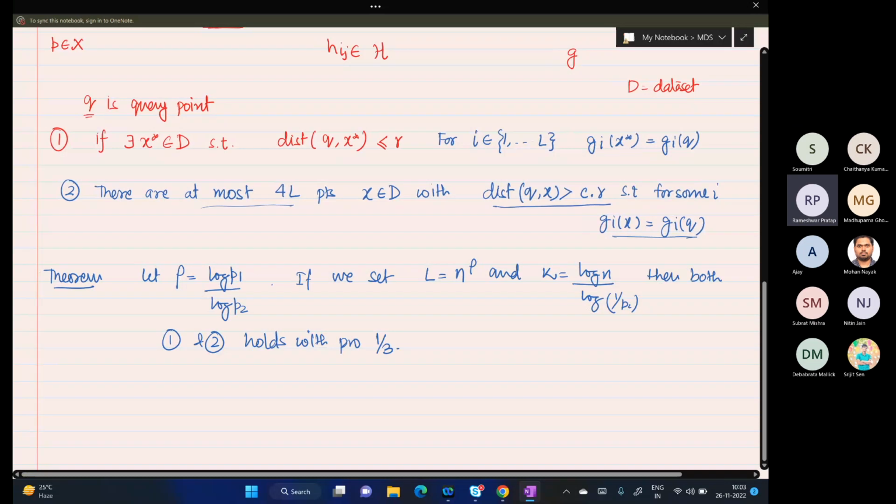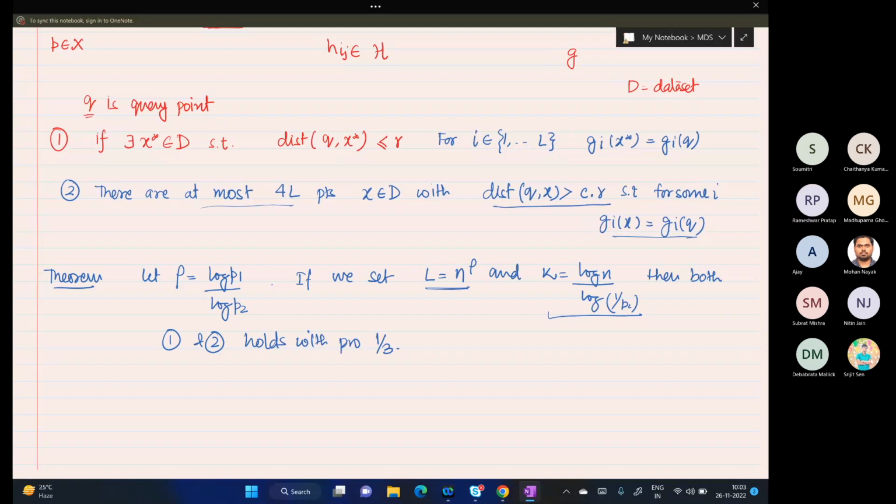So basically, if we choose L as n raised to power rho and k as this, then 1 and 2 hold with probability at least 1 over 3. And it could be boosted. Basically, if you want this to be some large number, then accordingly you need to choose the constant that is attached over here. And that is easy to do just by choosing the appropriate constant over here. Right. So this was the framework. And now we'll see some specific examples of LSH.